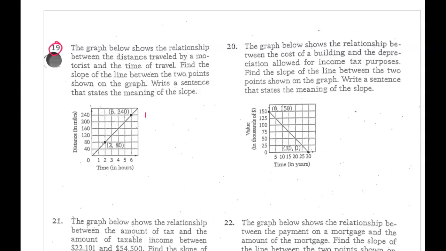So first we'll just calculate the slope. So our change in y, we have 240 minus 80 over 6 minus 2. 240 minus 80 is 160. 6 minus 2 is 4. So this simplifies to 40. I'm going to leave it as 40 over 1 because technically when you do rise over run and you were to graph it, you'd go up 40 over 1, up 40 over 1.